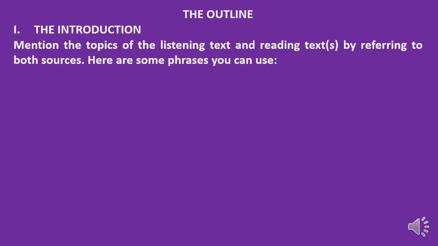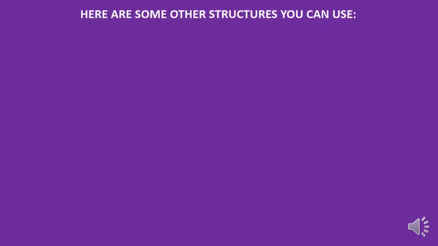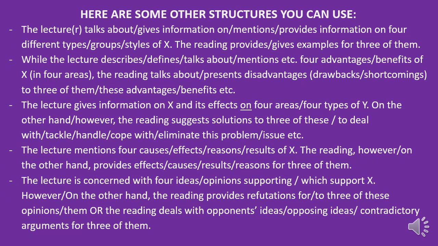Now let's have a look at the outline. The first part is the introduction. In this part, you need to mention the topics of the listening text and the reading text by referring to both sources. Here are some phrases you can use. You can pause the video and have a careful look at these phrases. Here are some other structures you can use in your introduction. Again, you can pause the video and have a look at them.